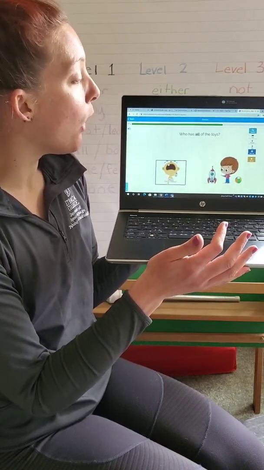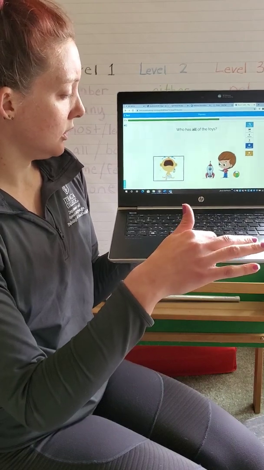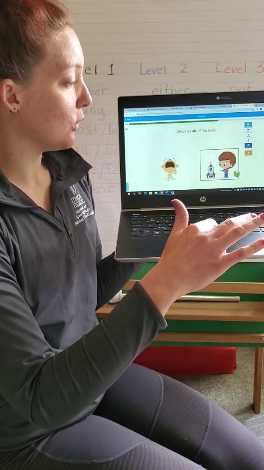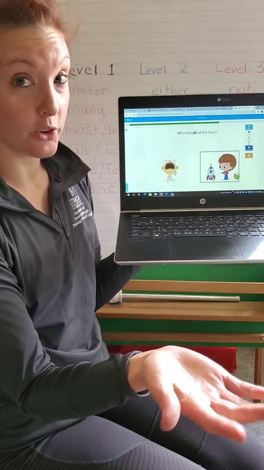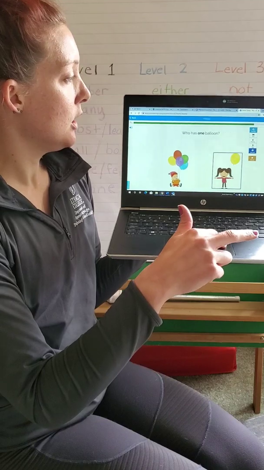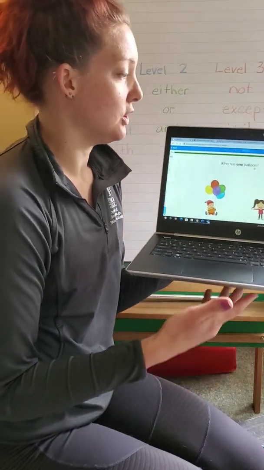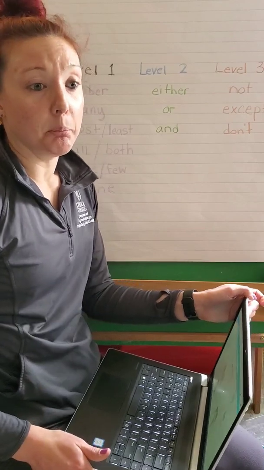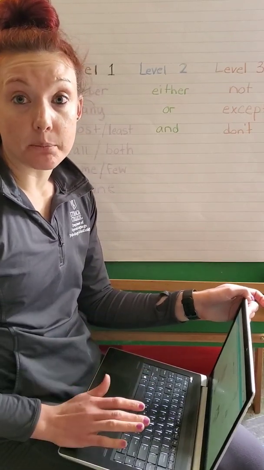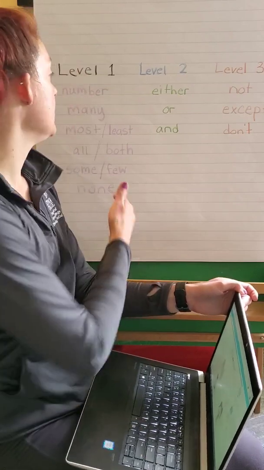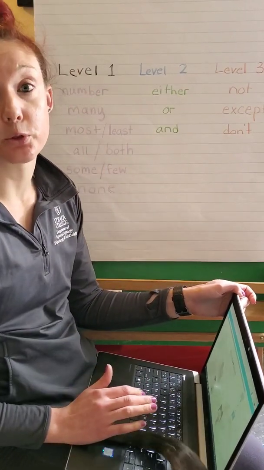Who has all of the toys? So this baby, I don't see any toys. The brother over here looks like he has all of the toys, so we would pick him. And it goes on to do a couple different more. Again, you can play around with the cards that I'm sending, or if you want to just do some everyday activities using these terms, feel free to do so, okay?